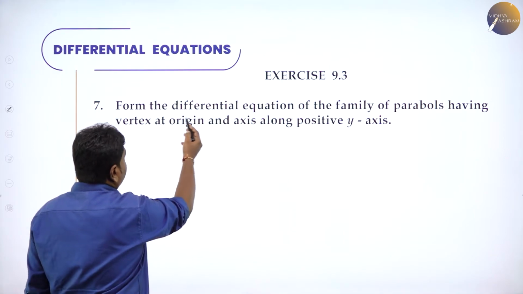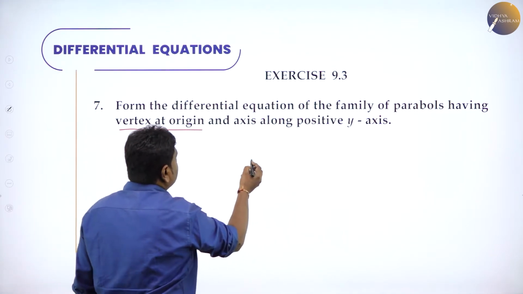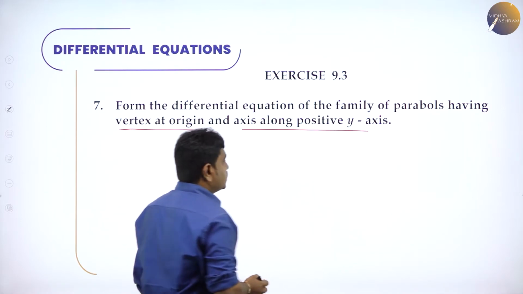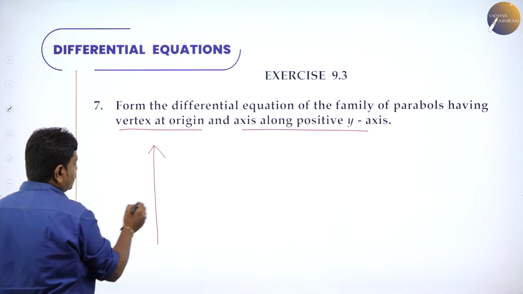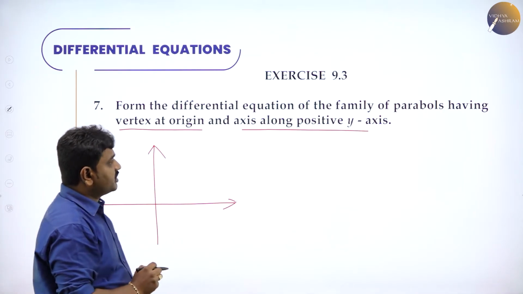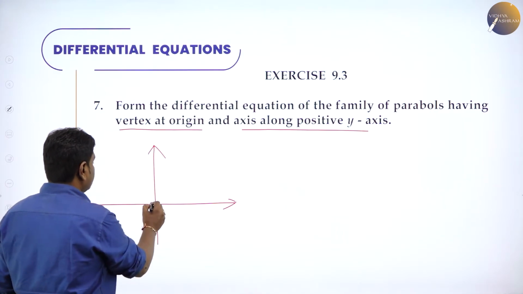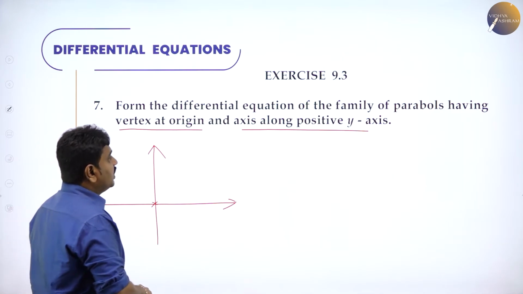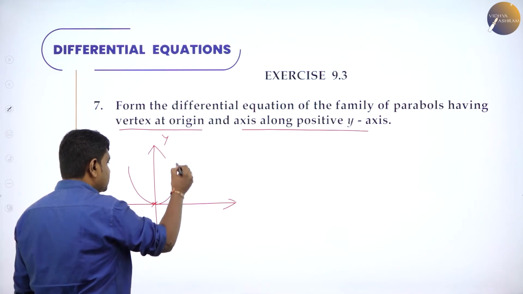Next, form the differential equation for family of parabolas having vertex at origin, axis along positive y axis. See, vertex is origin. So now I will take a quadrant system. So they want differential equation of family of parabolas, and vertex is origin. This is origin, and axis along y axis. So this is y axis. The parabola is like this.